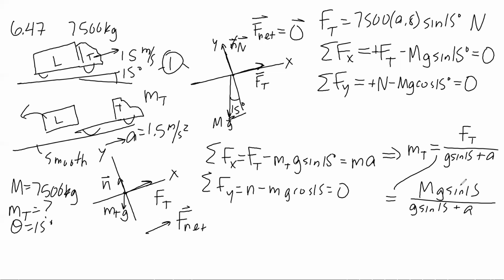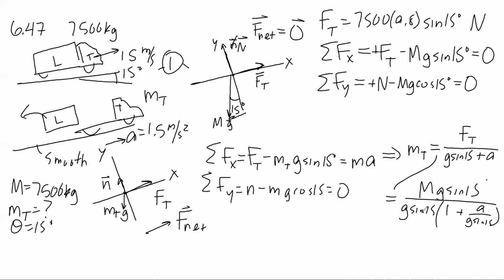This is a technique that we often don't use, but you can factor out a g sine of 15 from the denominator. How do you do that? Well, you just take g sine of 15 out of the first term, leaving 1, and then pull it out from the other term in the denominator.